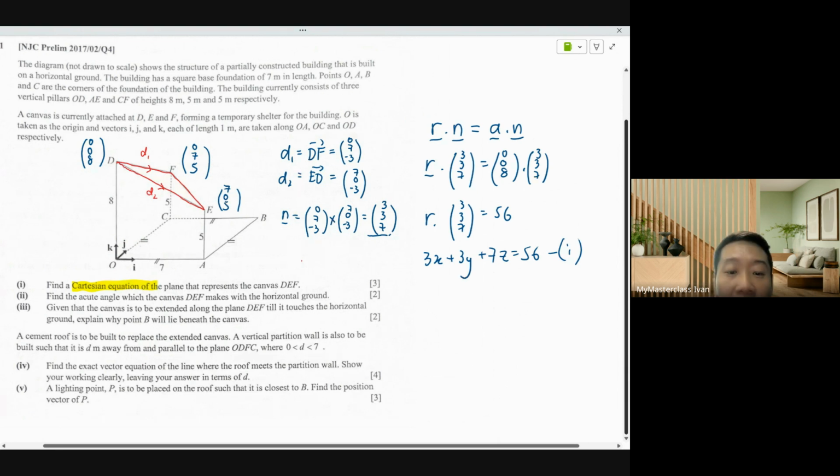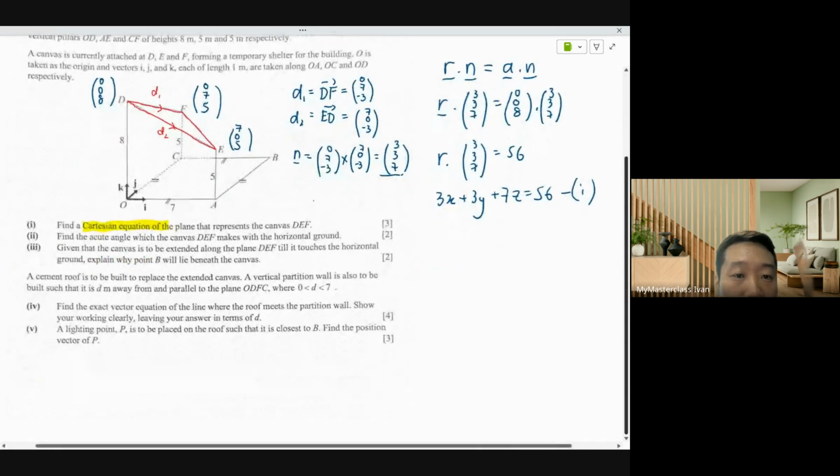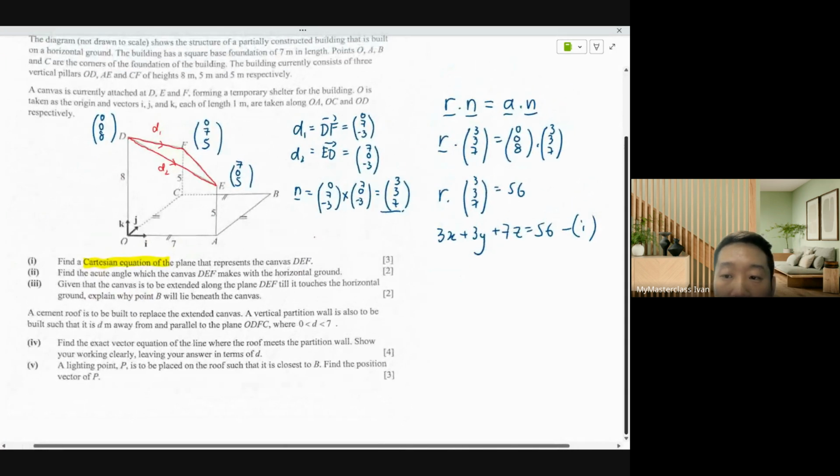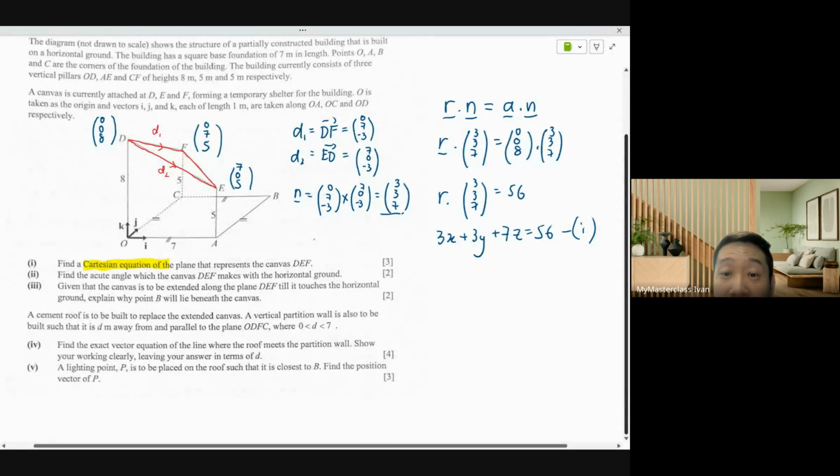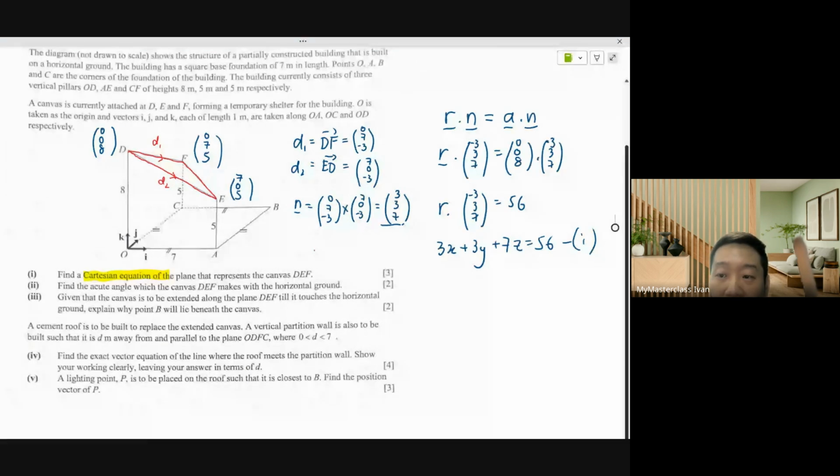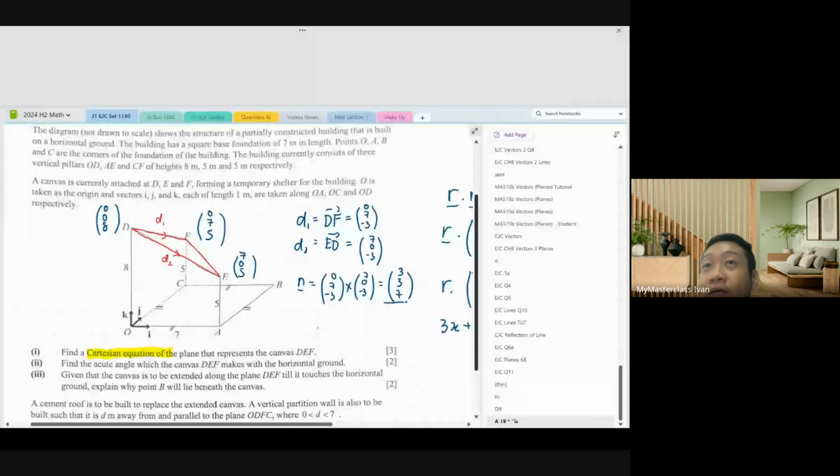Okay, understand? So next is negative 3. Yeah. Okay, doesn't matter, just an example only. Okay, yeah. Anyway, later you see how it goes.